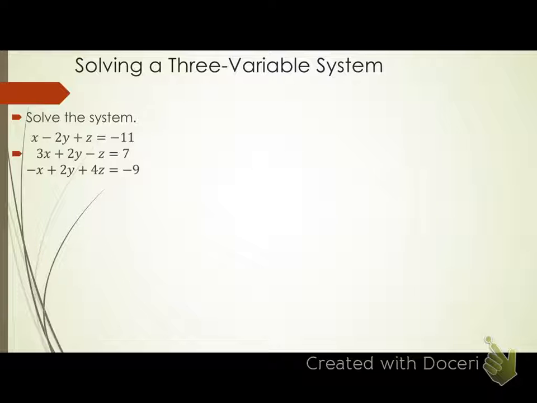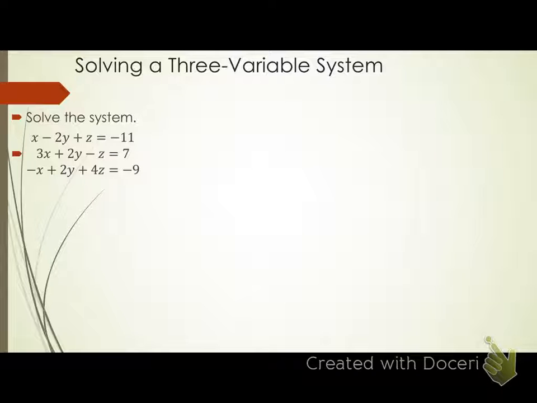So let's check this out real quick. Let's check my x column. I've got x, 3x, and negative x. That might be okay to eliminate. In my y column, negative 2y, 2y, and 2y. Yes. That one's looking pretty appealing to me. And then z, I've got z, negative z, and 4z. Which one looks the easiest to eliminate twice?